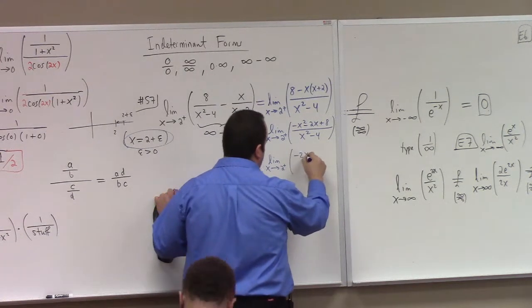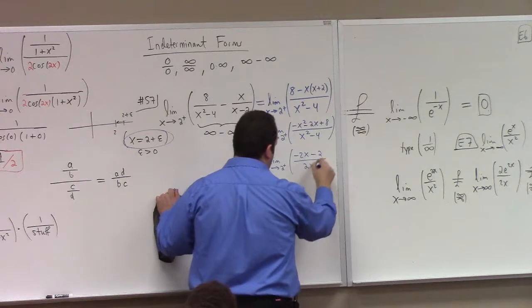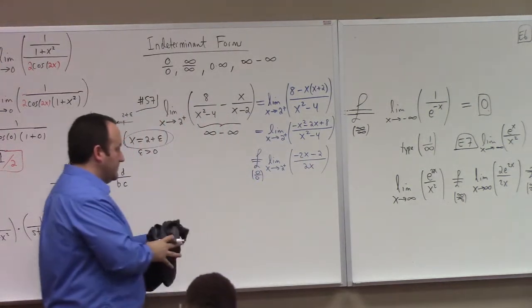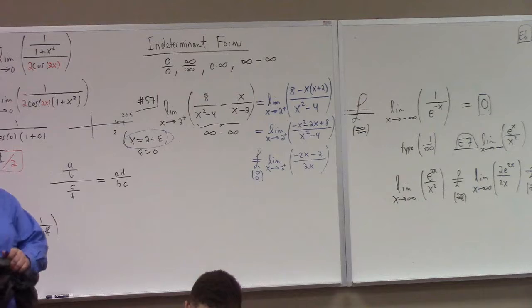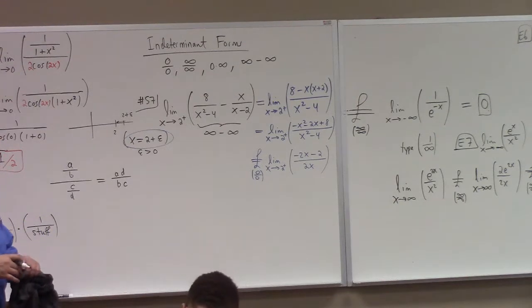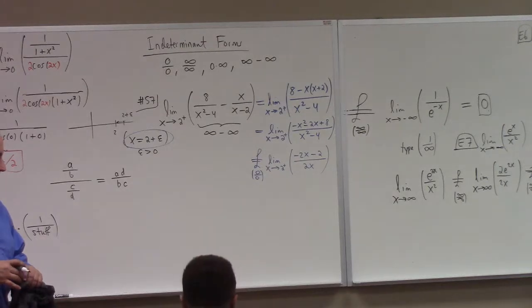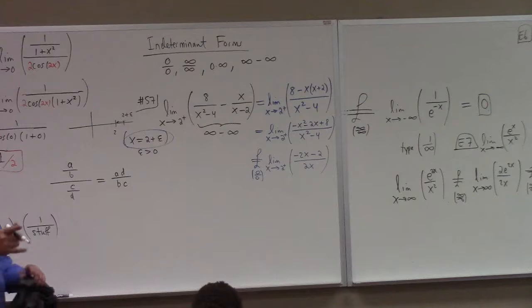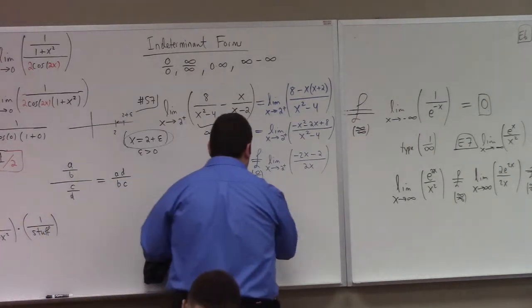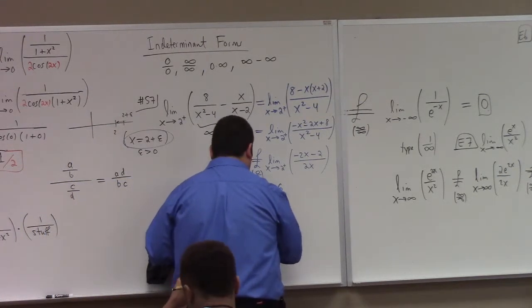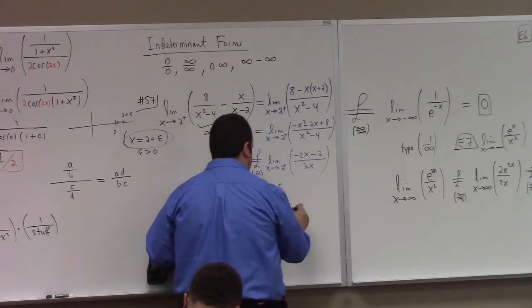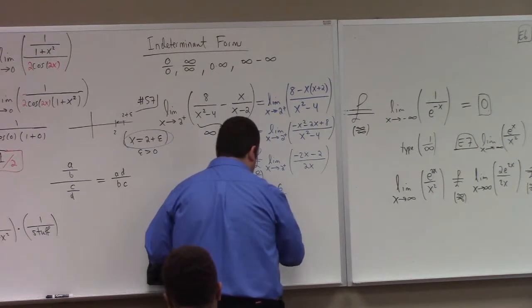So we get minus 2x minus 2 divided by 2x. Now what do we got? If you plug in 2, on the top we've got minus 4 minus 2, which is minus 6, divided by 4. So what do you say, minus 2/3? I think that's right. Minus 6 over 4, a.k.a. minus 3/2, I guess. Yeah, that's okay.